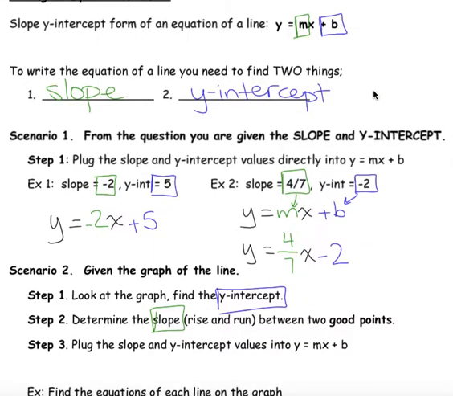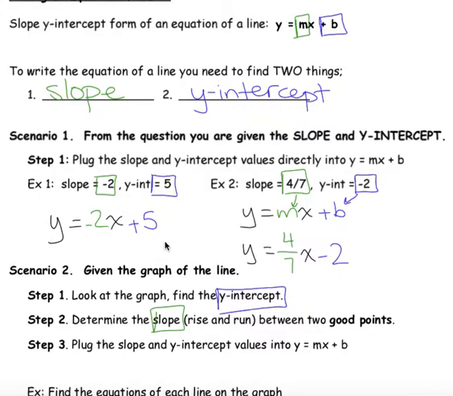So for scenario 1, from the question, you are given the slope and the y-intercept. You're given the example -2 as your slope and an example y-intercept of 5. What we're going to do is just plug the information into our equation. We take y equals mx plus b and plug our -2 into the m spot and our 5 into the b spot. That's it. That's our answer.